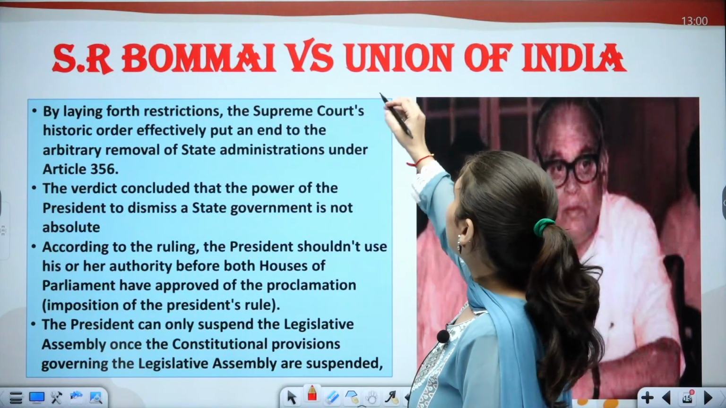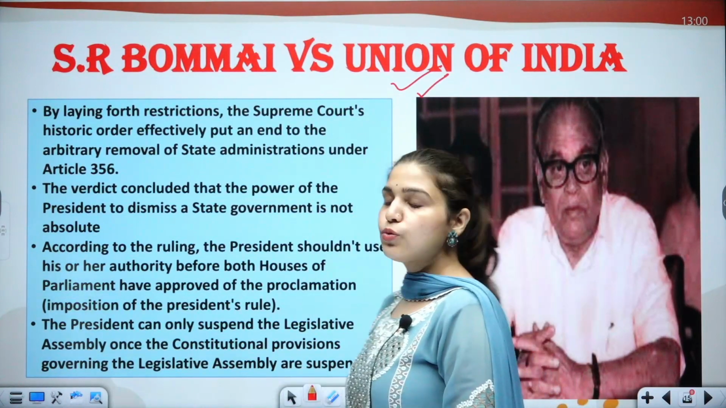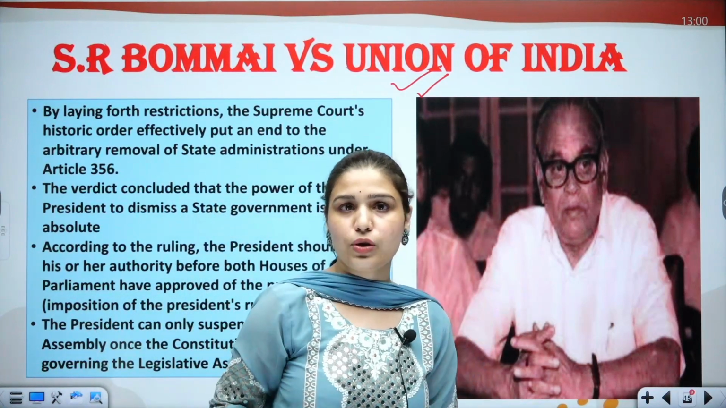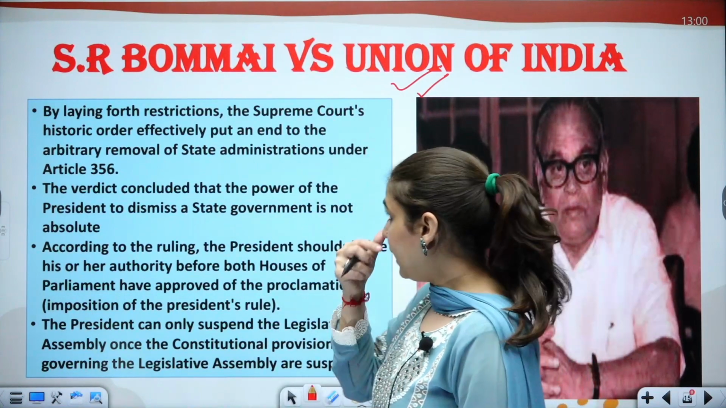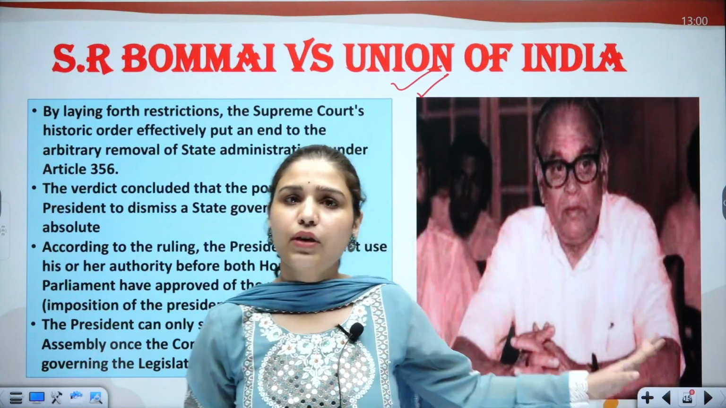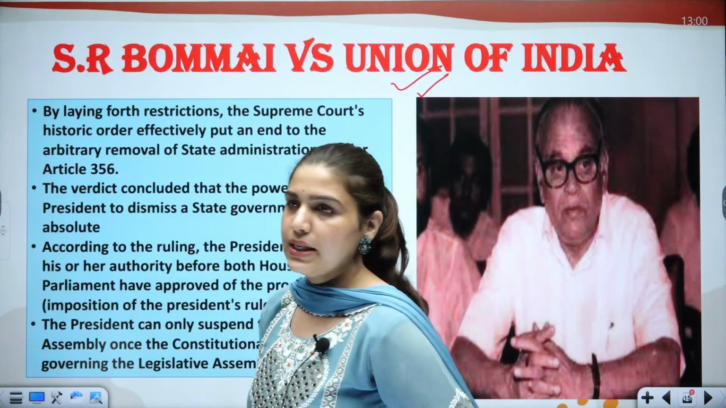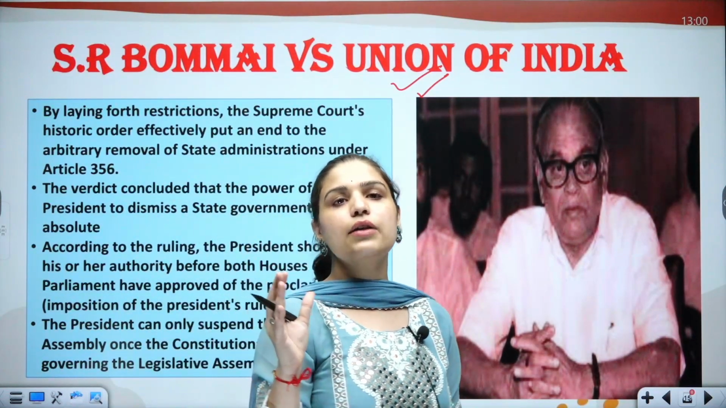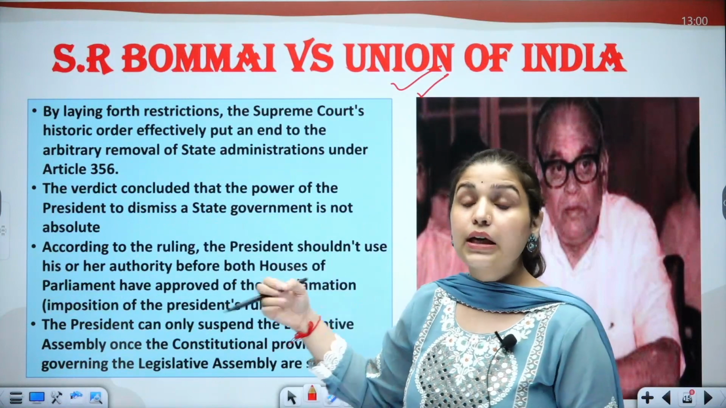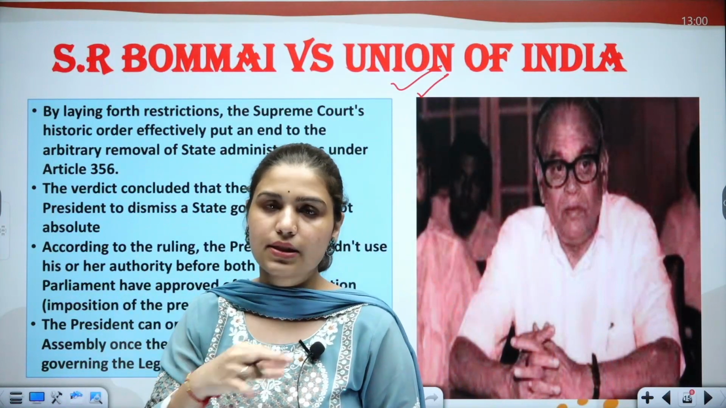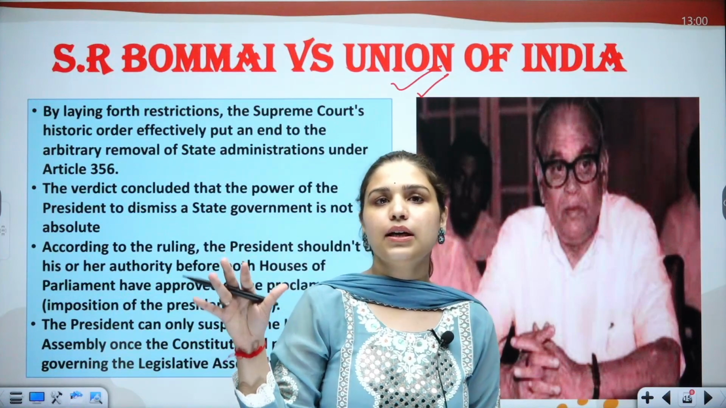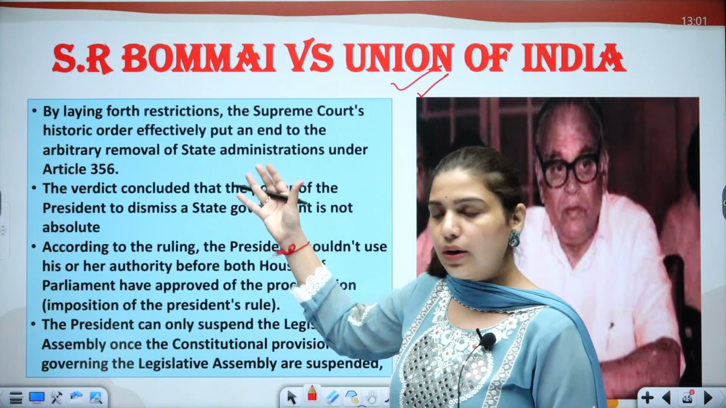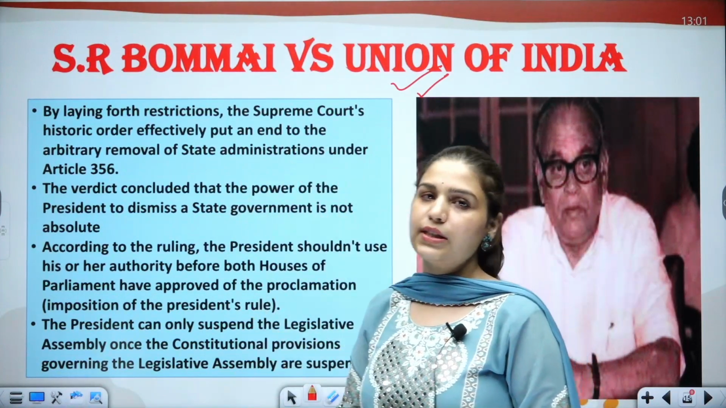Now, S.R. Bommai versus Union of India. This was a landmark judgment with respect to President's rule. He is S.R. Bommai, and he was the chief minister of Karnataka at that time. His government was dismissed without considering whether his government had lost majority, and the governor, without considering the possibility of a floor test, just dismissed the government and sent a report to the president stating that President's rule should be imposed. So he went to the court, and here are the decisions given by the court.